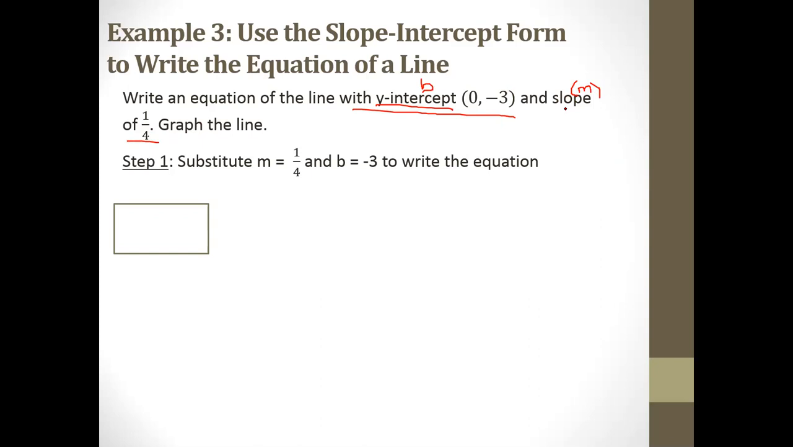So using m equals 1/4 and b equals -3, we're going to write the equation in the form y equals mx plus b. So we're simply substituting the value for m and the value for b. Our equation should be y equals 1/4 x minus 3.